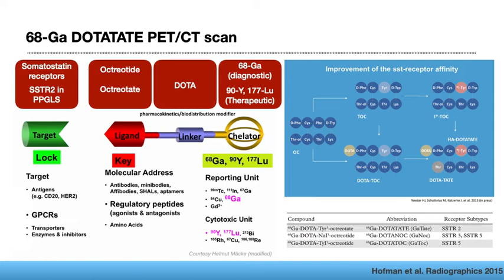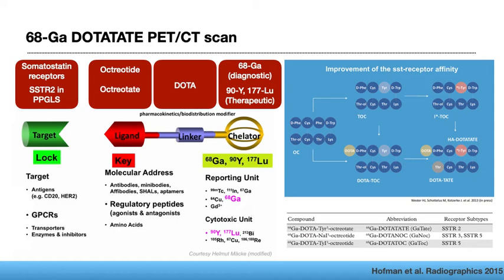The key is composed of 3 parts: the ligand, the linker, and the chelator. The chelator is the part that will carry the radioisotope. This is another application of the concept of theranostics. For diagnostic purposes, we use gallium-68. However, for therapeutic purposes, we use Y90 or lutetium-177 as a part of PRRT therapy.